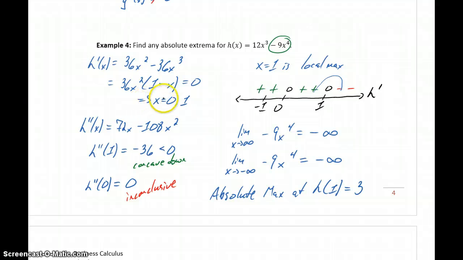So we identify critical values, look at either using the first or second derivative test to classify those as local extrema. Then we consider the end behavior to see if our function at its extremes ever exceeds this function value. In this case, it doesn't, so we have an absolute maximum.